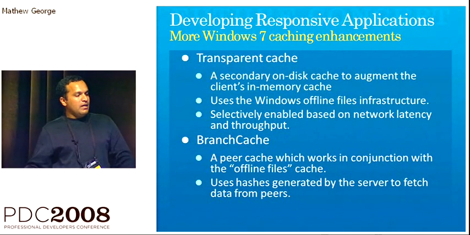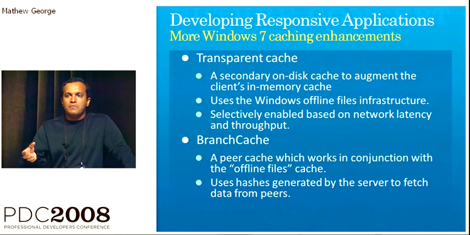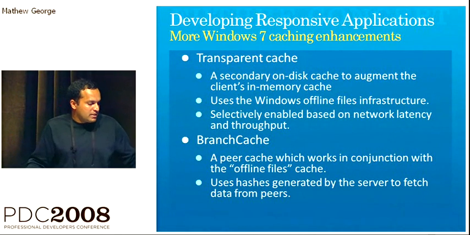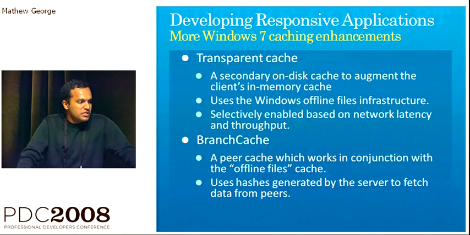And it uses hash-based technology. These hashes are generated by the server, and that's how these data blobs are looked up on the peers. So this is another enhancement we are doing to reduce branch traffic on Windows 7.